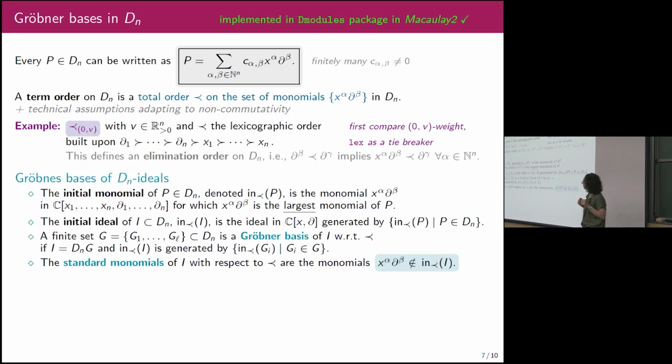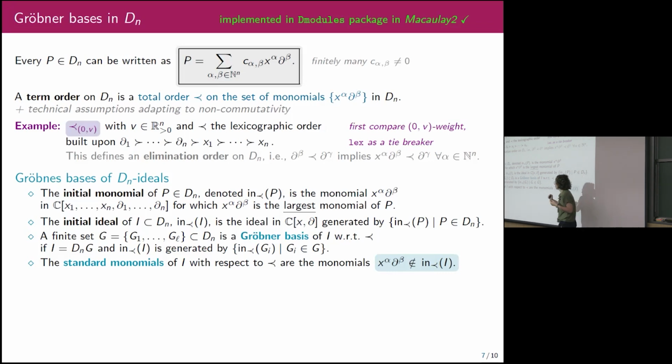Okay, that's a bit technical, but we need that. So the initial monomial of a differential operator is the monomial which is largest for the chosen term order. And the initial ideal of a d-ideal is the ideal generated by all initial forms of your ideal. As a warning, it's in general not sufficient just to take the initial forms of arbitrary generators. You really need to take the initial forms of all elements in your ideal.